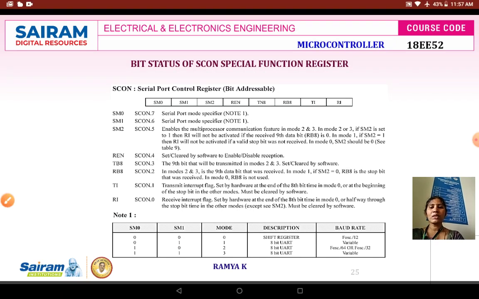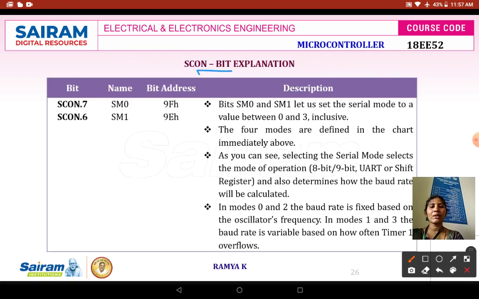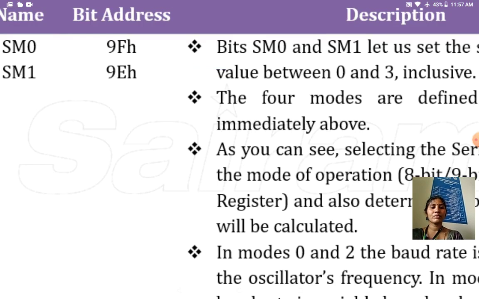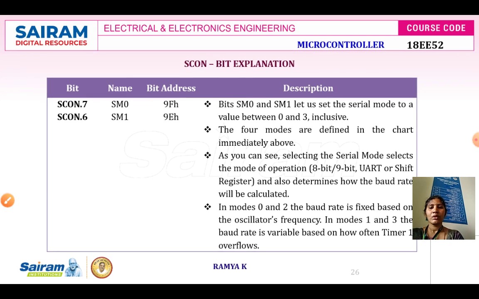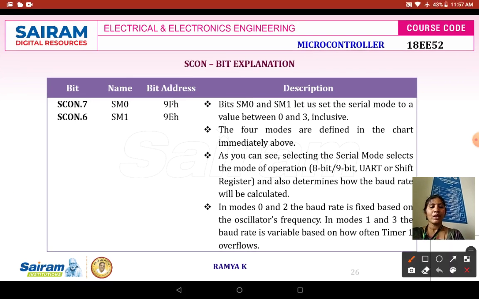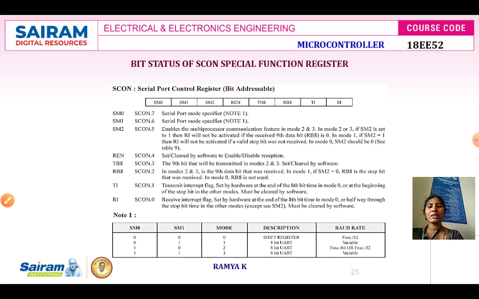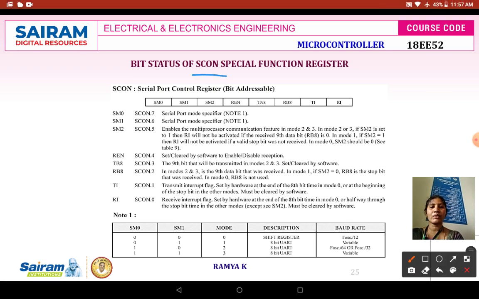This is the diagram that is representing your serial port. You can see here SCON is the representation of your serial port control register. S stands for serial port, CON means control, so serial port control register. This is the bit status represented for SCON. It is an 8-bit register.